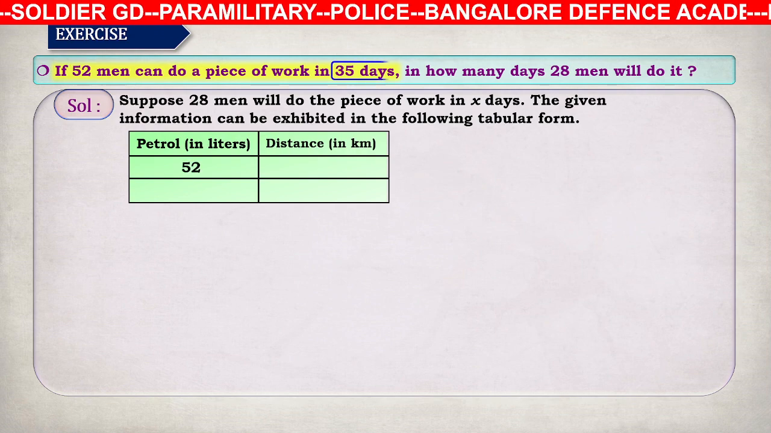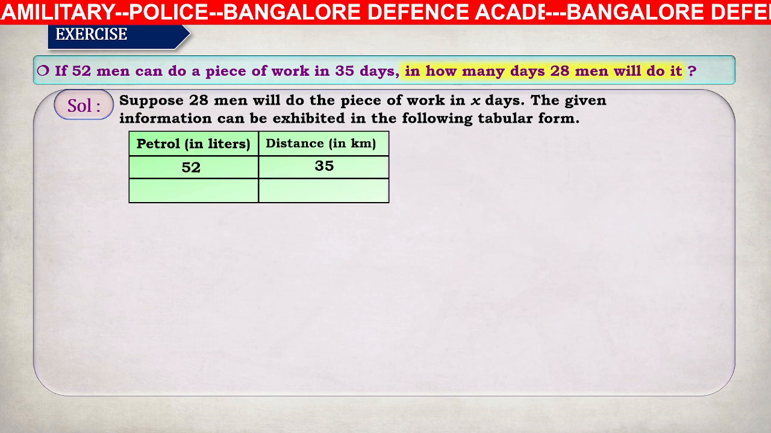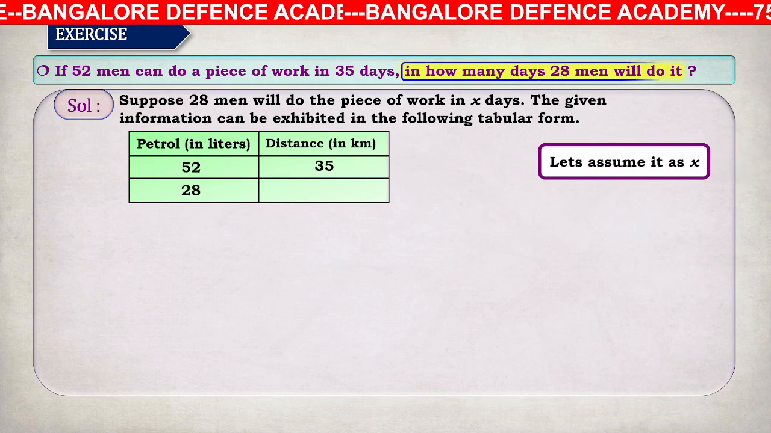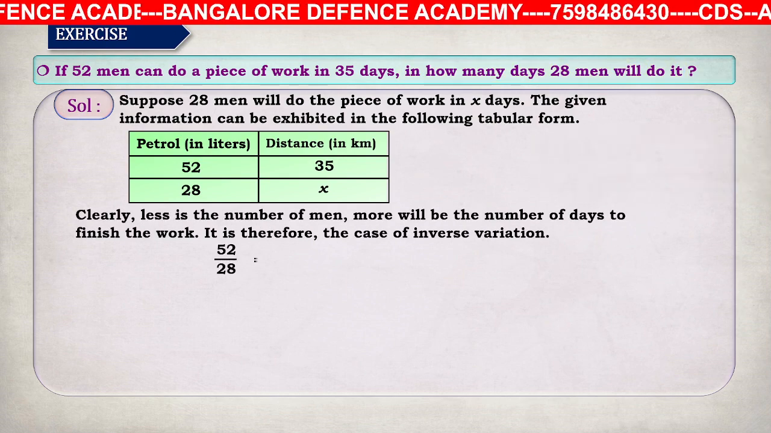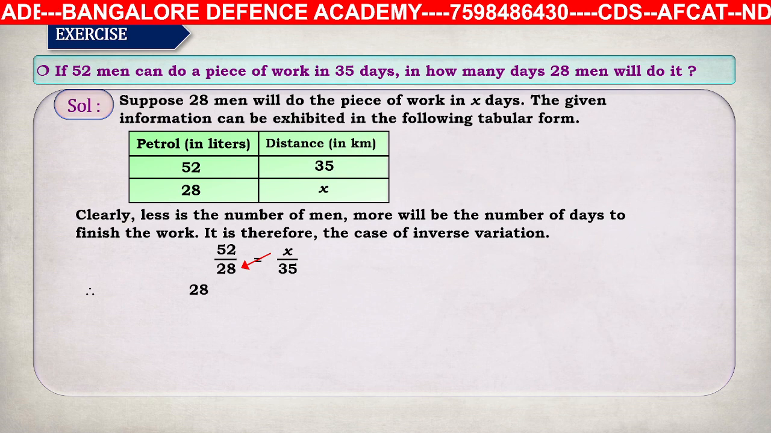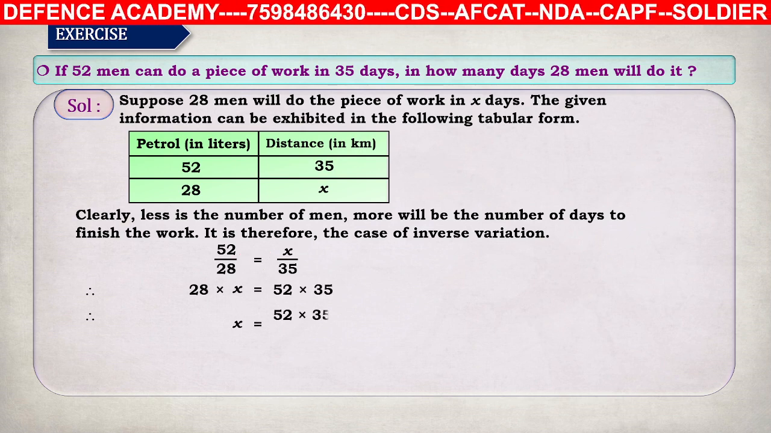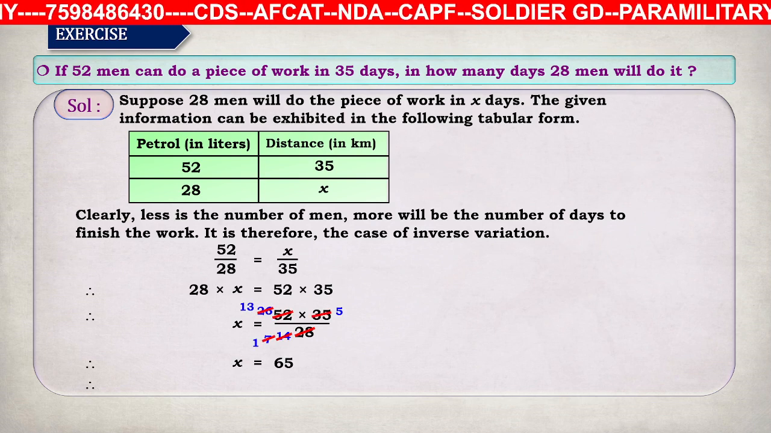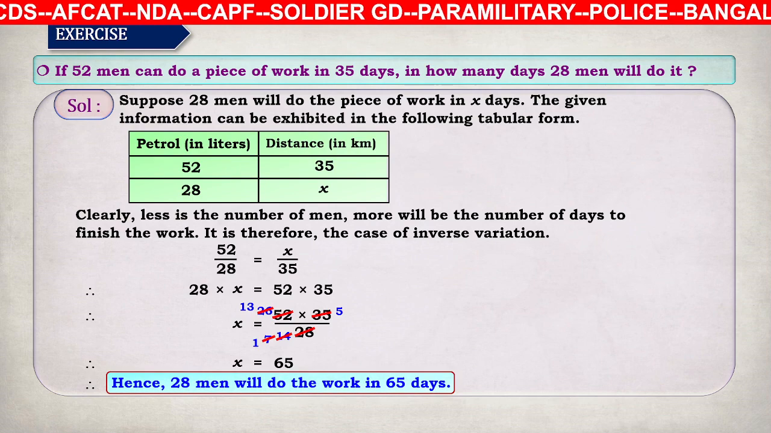So the number of men are 52 in the beginning and number of days are 35. And the next thing is I'm going to take 28 men. So how many days I require? So I'm just going to cross multiply it, or you can say inverse proportion. So x into 28 is equal to 52 into 35. So when you solve this, you get the answer as 65. So it will require 65 days to complete if 28 men work on that project.